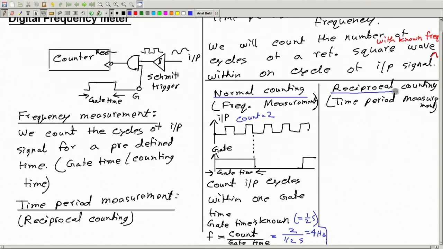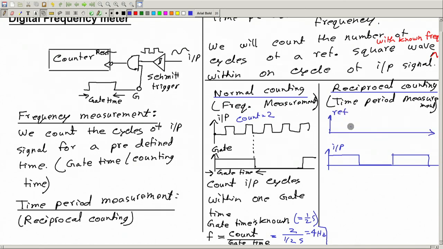And what do we do in reciprocal counting? In reciprocal counting, let this be the input signal. This is the input. We will have a reference signal which is of much higher frequency and known frequency, like this.